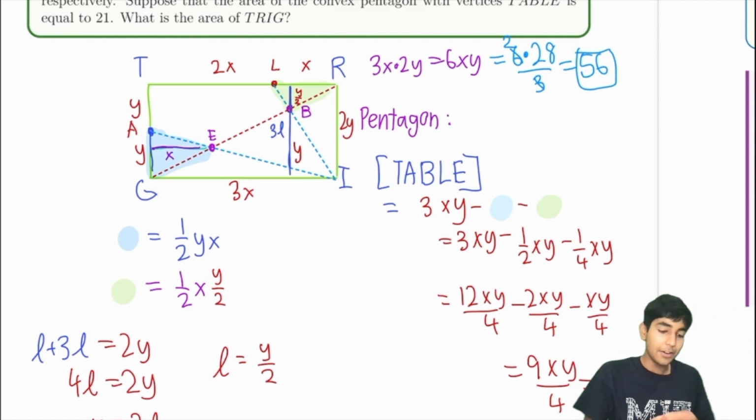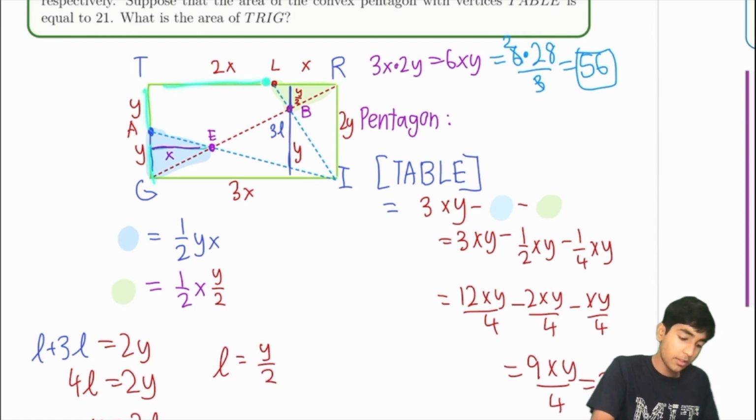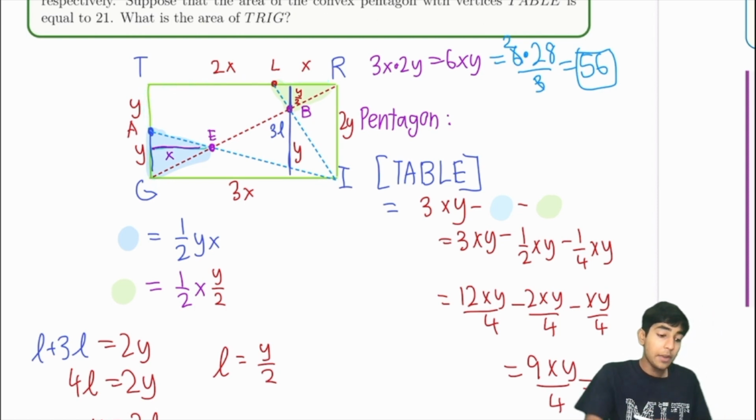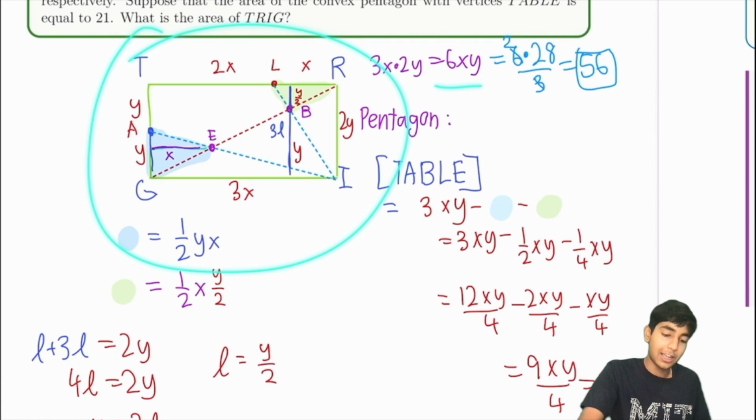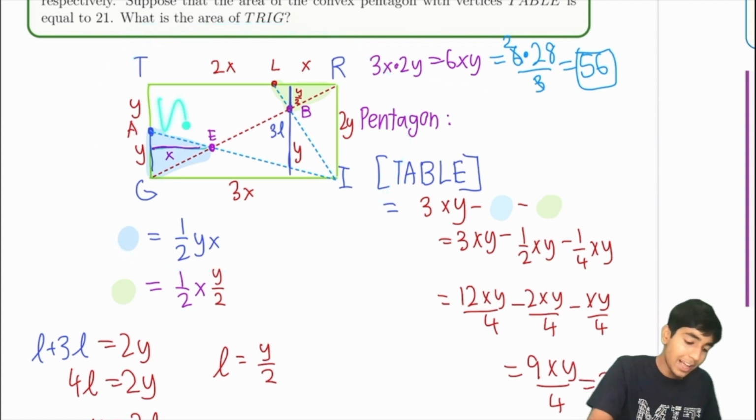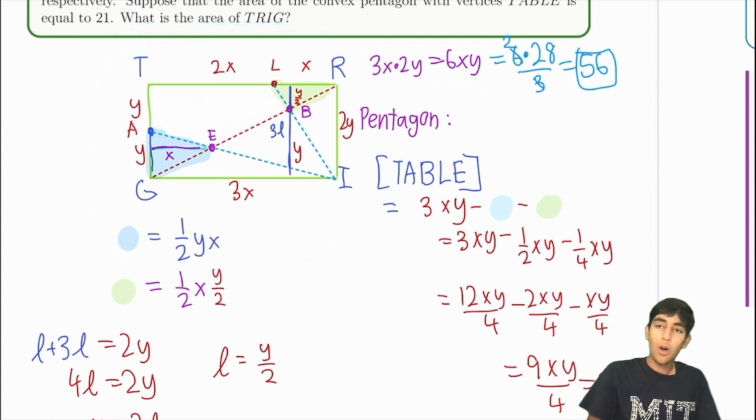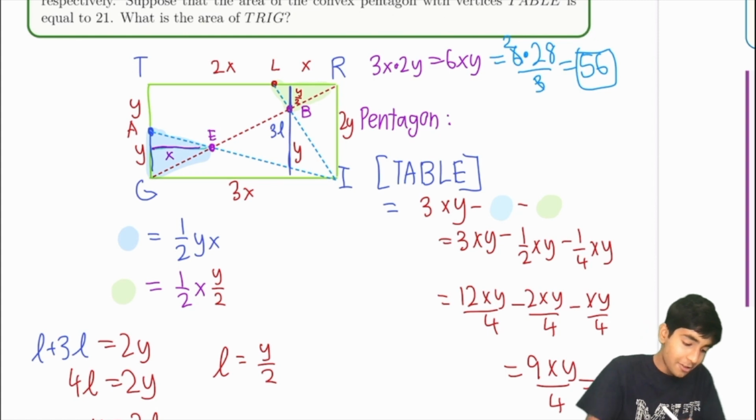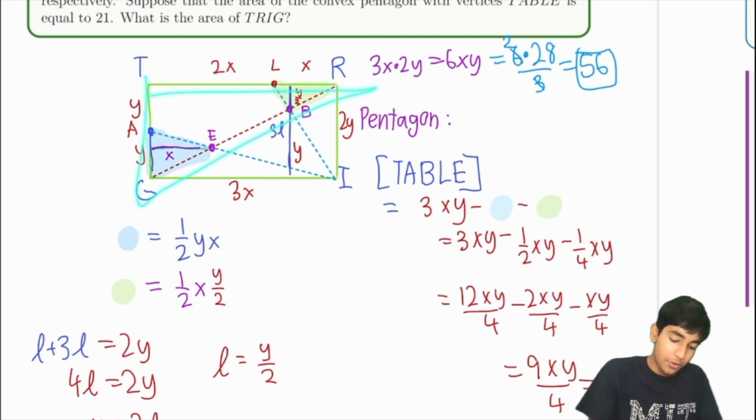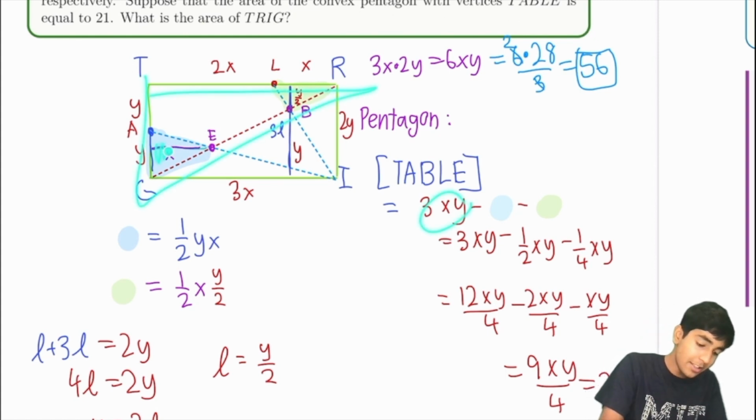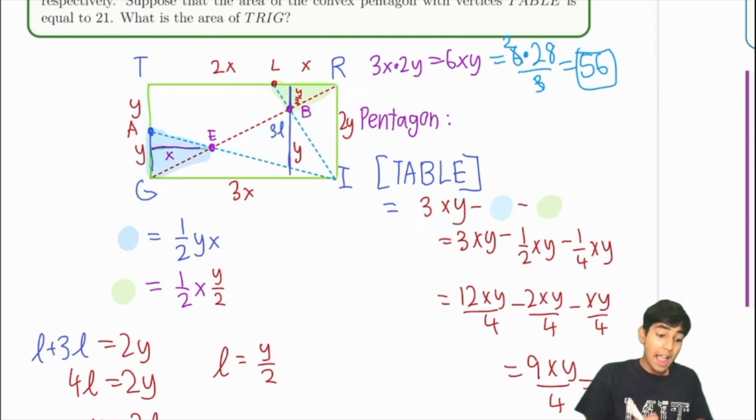So let's quickly review. The key ideas for this problem: we first assigned variables to rewrite the condition. And then we saw the area of the rectangle, 6xy. Now what is the area of the table? Well, the area of the table is just the area of this triangle, which is 3xy, minus the blue regions and the green regions. How do we find the area of those regions?